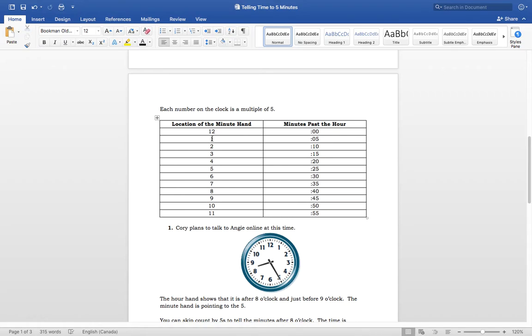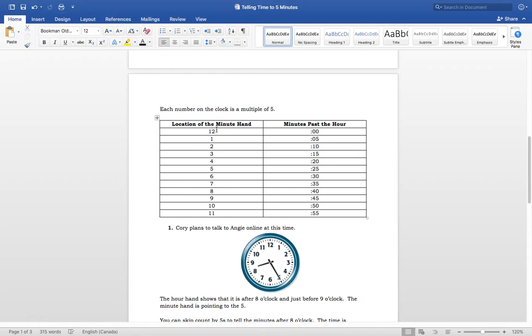So when the minute hand is on the 1, it's 5 minutes. When it's on the 2, it's 10. When it's on the 3, it's 15. When it's on the 4, it's 20. When it's on the 5, it's 25. When it's on the 6, it's 30. When it's on the 7, it's 35 minutes. When it's on the 8, it's 40 minutes past the hour. When it's on the 9, it's 45. When it's on the 10, it's 50. When it's on the 11, it's 55.